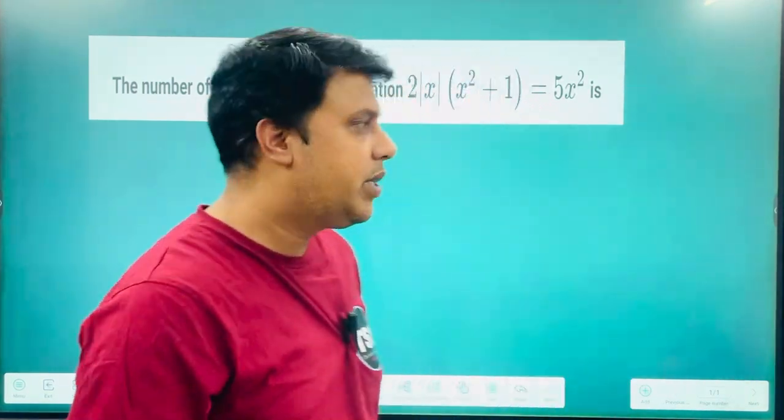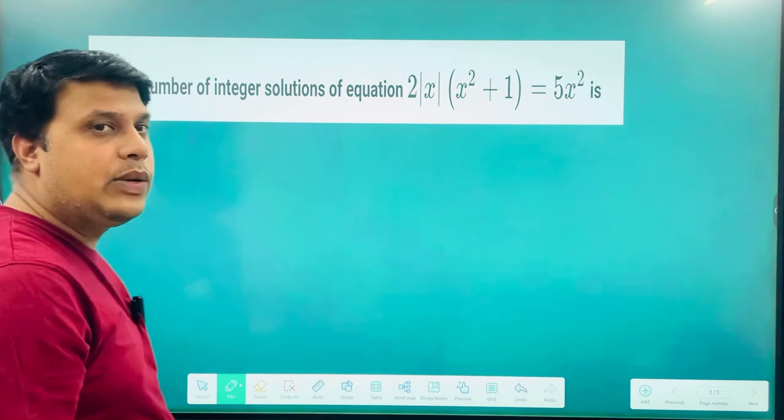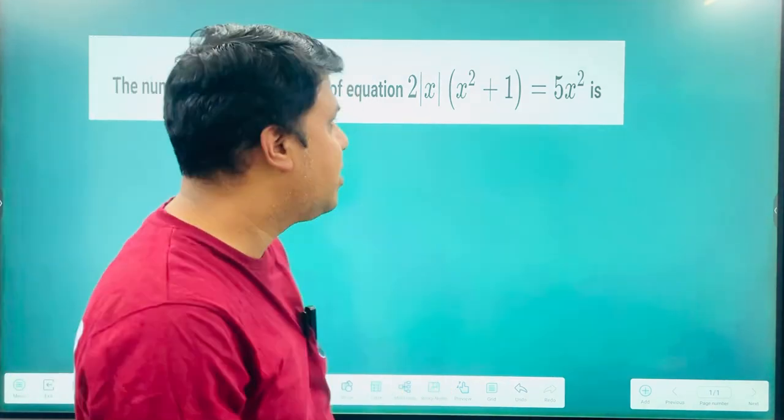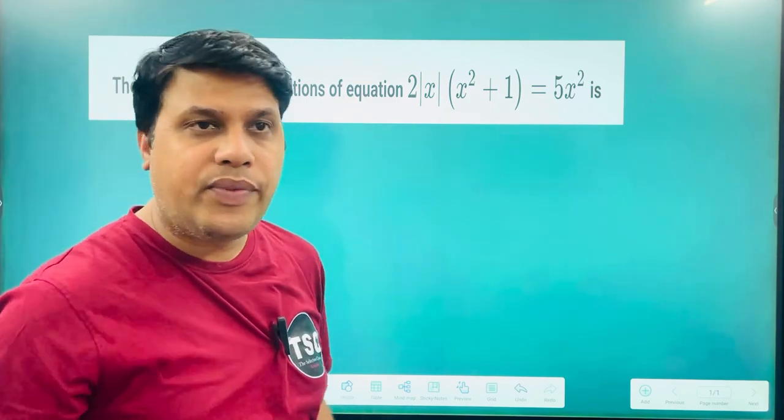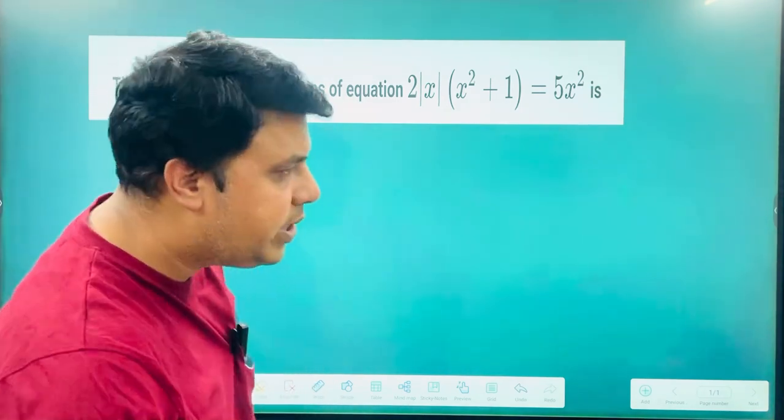This is a CAT question which was asked in CAT 2023 slot 1. Twice of mod of x square plus 1 equals 5 of x square. We have to find the number of integer solutions.